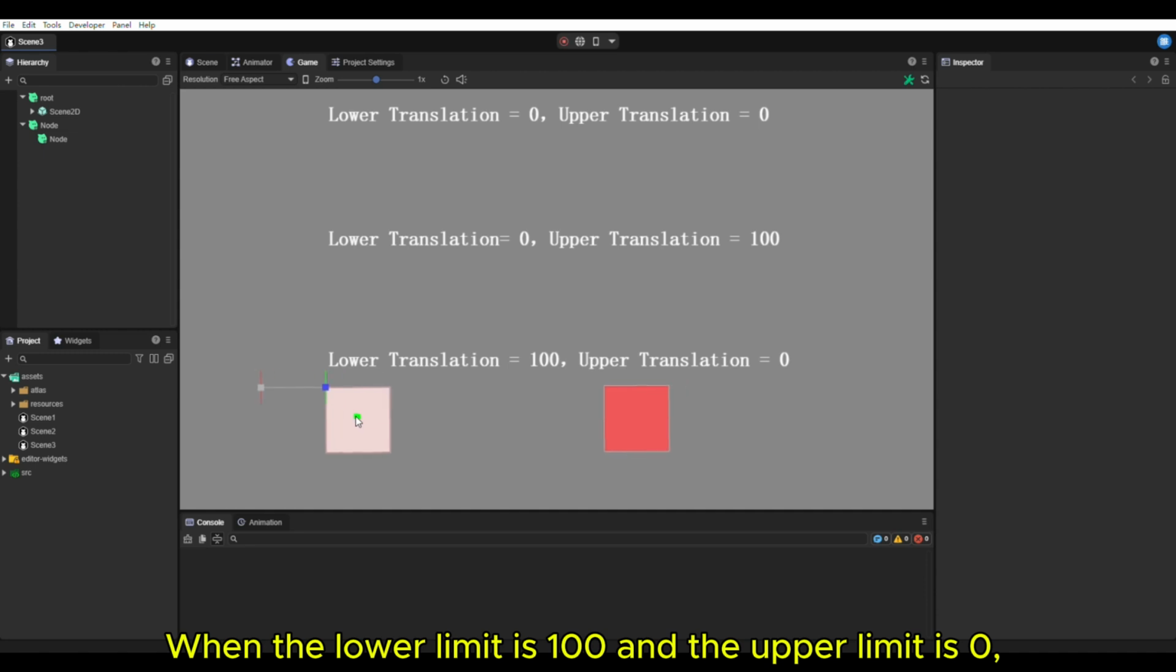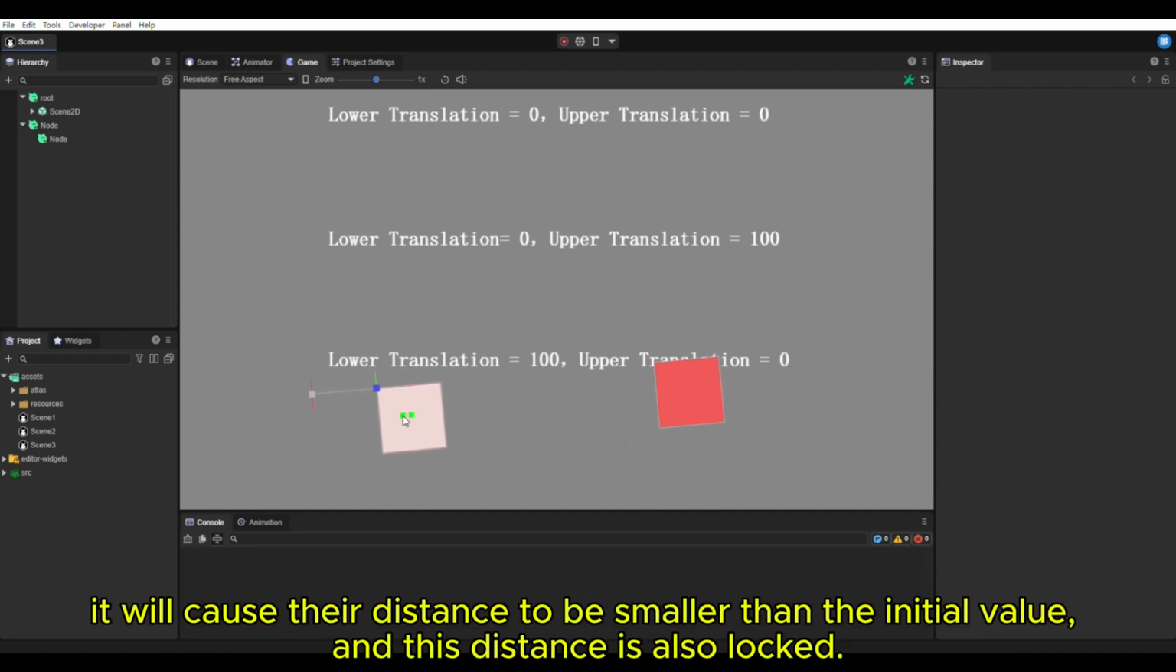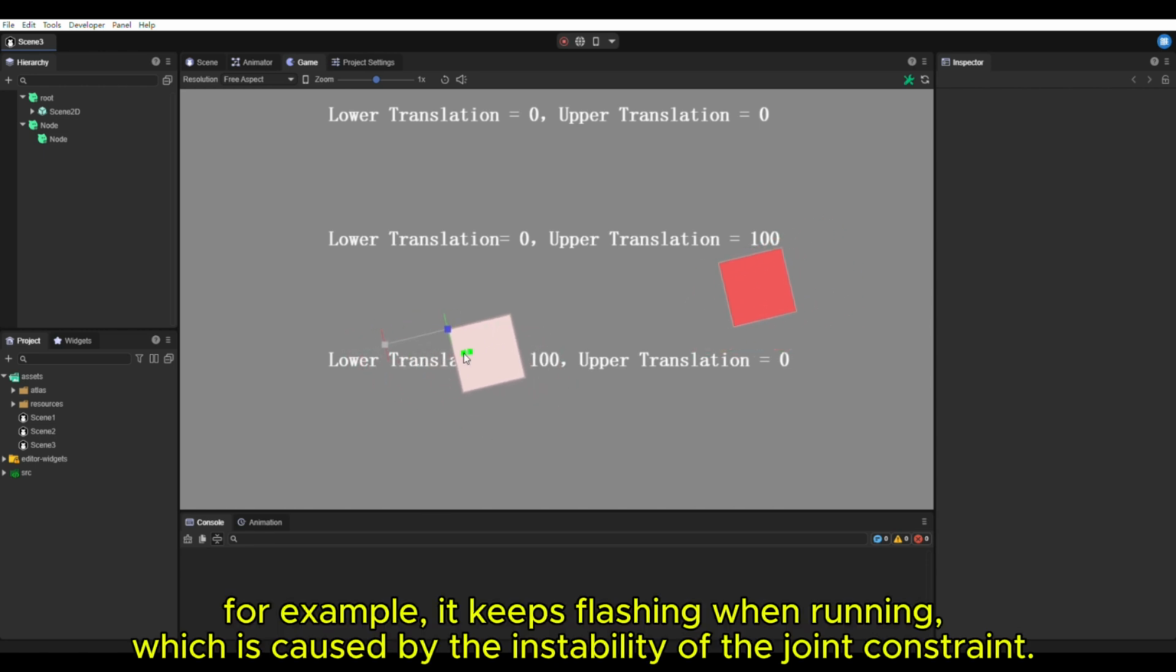When the lower limit is 100 and the upper limit is 0, it will cause their distance to be smaller than the initial value, and this distance is also locked. For example, it keeps flashing when running, which is caused by the instability of the joint constraint.